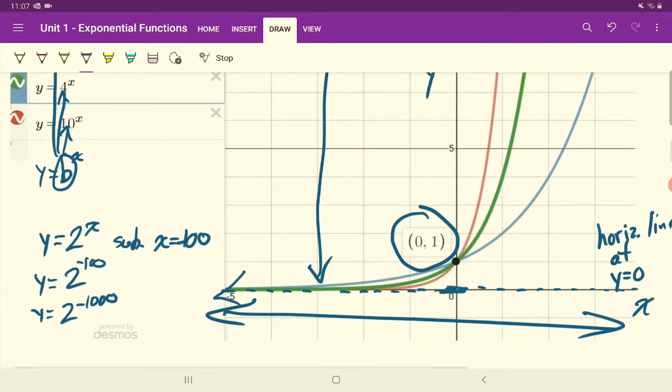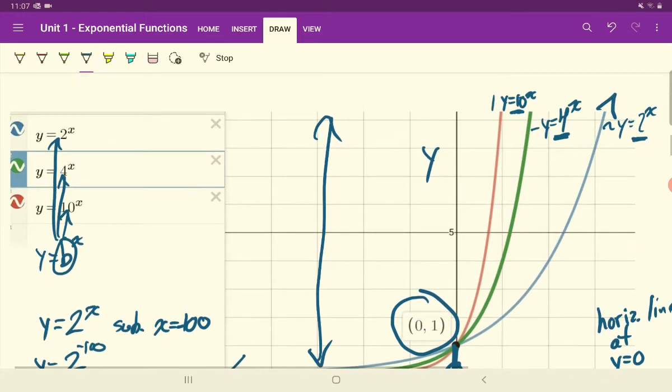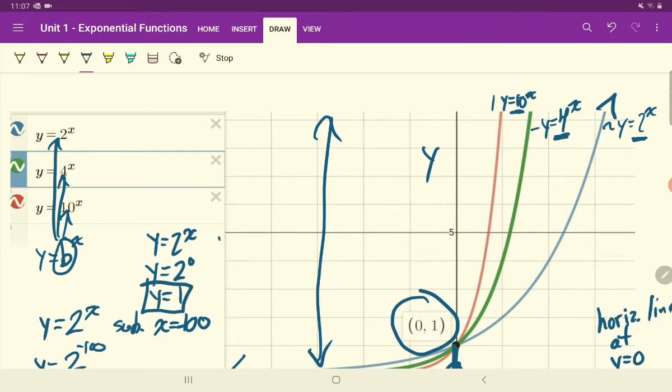The y-intercept occurs when x is 0, right? So you're substituting 0 for x to find the y-intercept. If I wanted to find the y-intercept of y equals 2 to the x, I would sub 0 in for x because that's when it occurs. So 2 to the power of 0, and guess what? What is any number to the power of 0? 1. It doesn't matter if it's 10 to the x. When you substitute a 0 for x, you still always get 1. And so that's why they all share that common y-intercept.